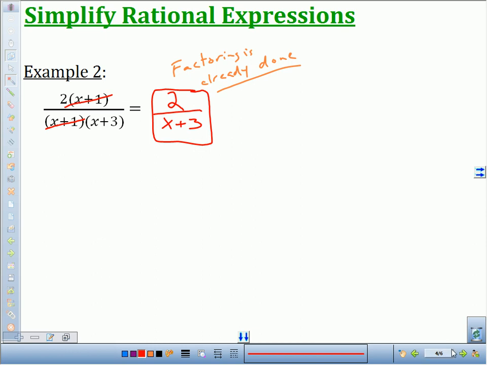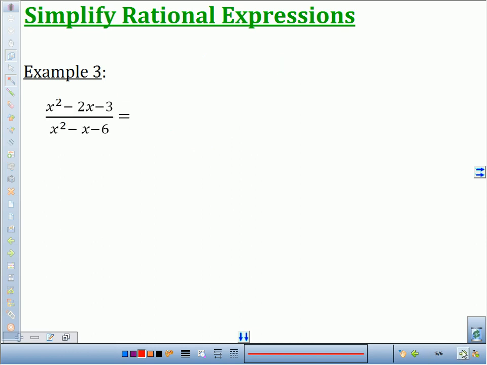All right, one last example here. We're looking at example 3. We want to go about this the same way we went about example 1. We want to factor top and bottom, so that's going to be our first step. Let's start by factoring the top. We start with our parentheses and our x's. This is negative, so we have to have plus and minus. Factors of negative 3 that add up to negative 2 would be 1 and negative 3. So those are our factors on top.